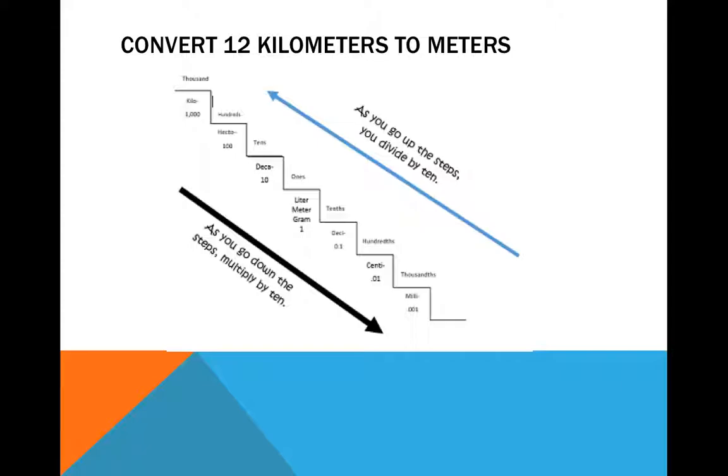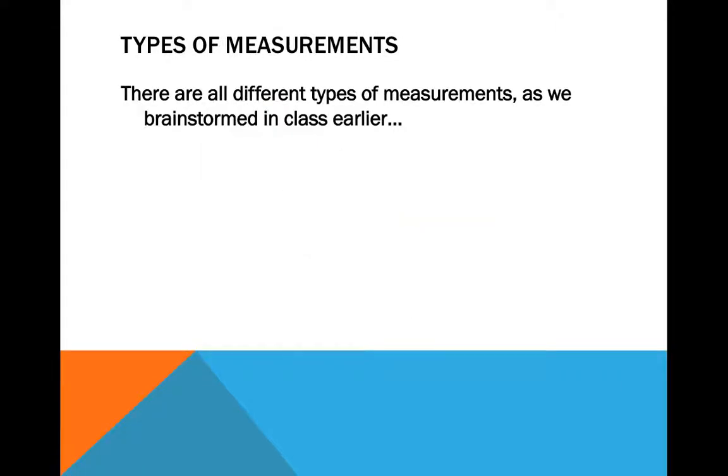So if we have a meter and we're going up to deca or hecto or kilo, we're going to divide by 10 each time we move up. And the black arrow going down the steps shows us that as we go down, we multiply by 10. This will come in handy. We'll look at this chart, 8th graders, when we start actually converting within the metric system.